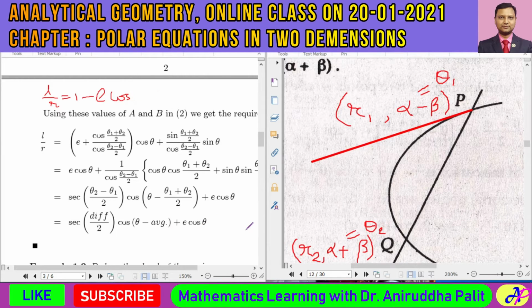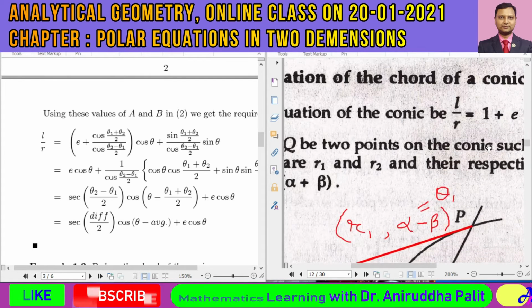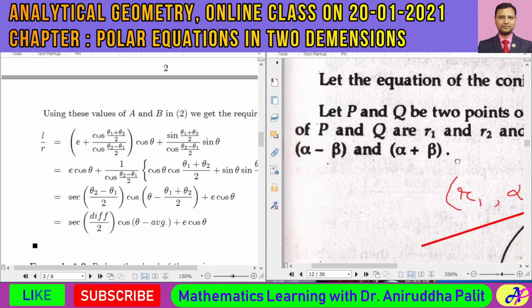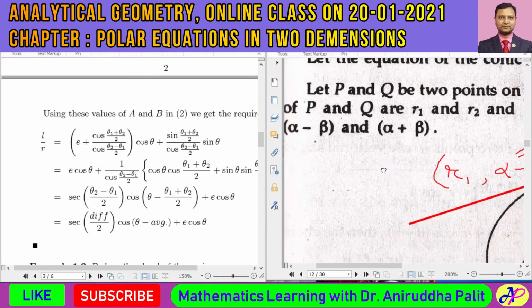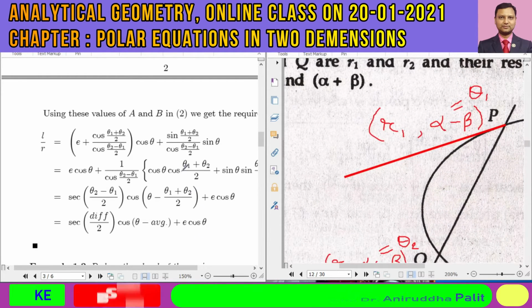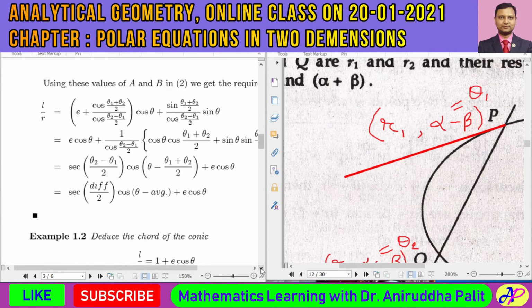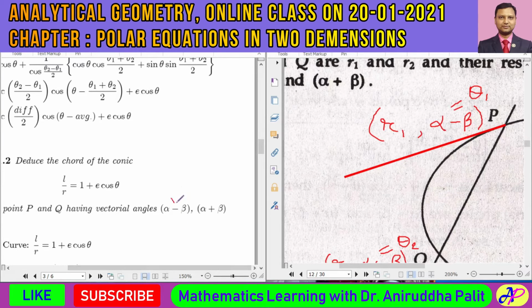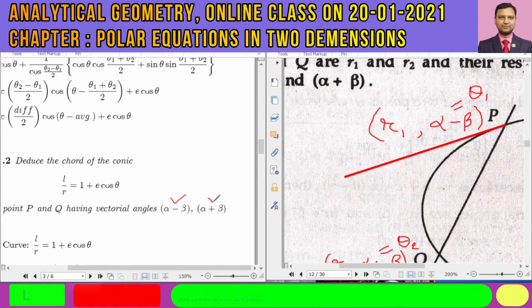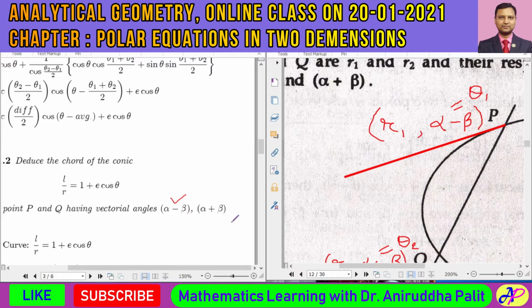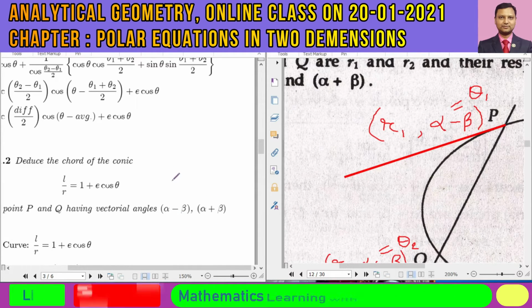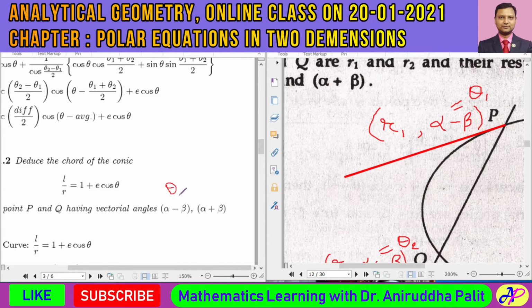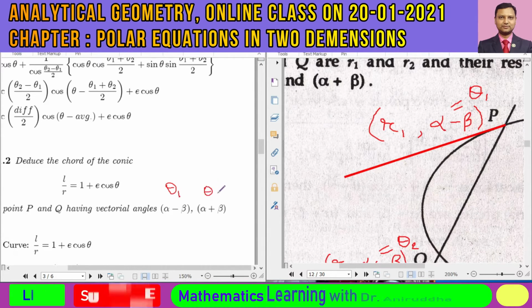Okay, and as per the deduction of this book, in place of theta 1 and theta 2, they have taken alpha minus beta and alpha plus beta. So in this equation, you can also consider theta 1 is equal to alpha minus beta, and theta 2 is equal to alpha plus beta. Then what you observe is what would be theta 1 if this is the value of theta 1 and this is the value of theta 2.